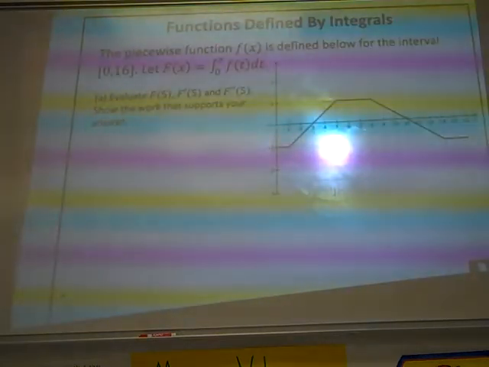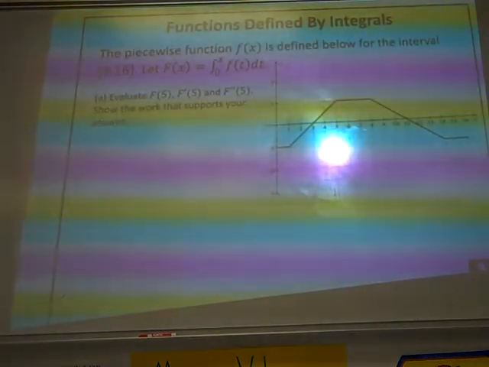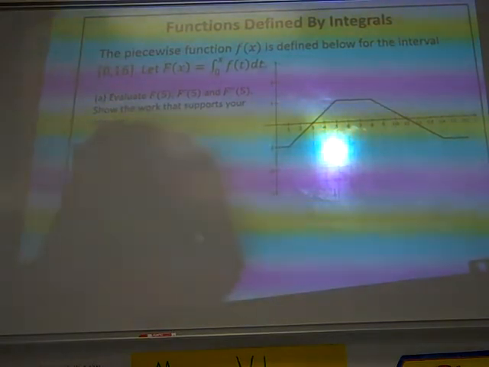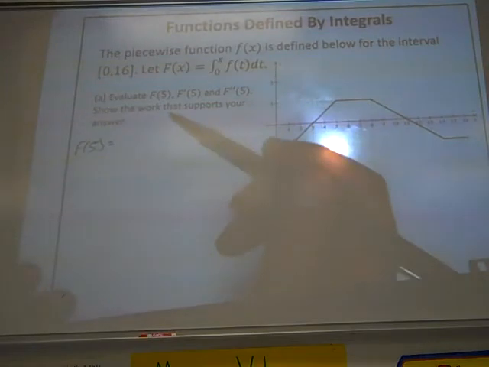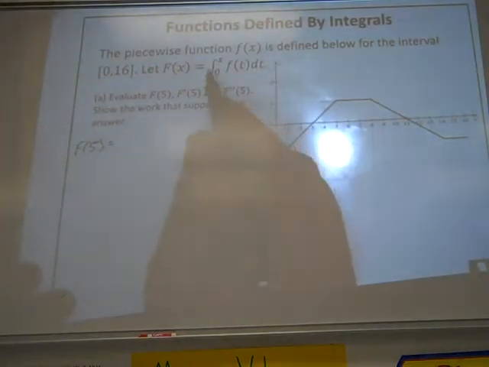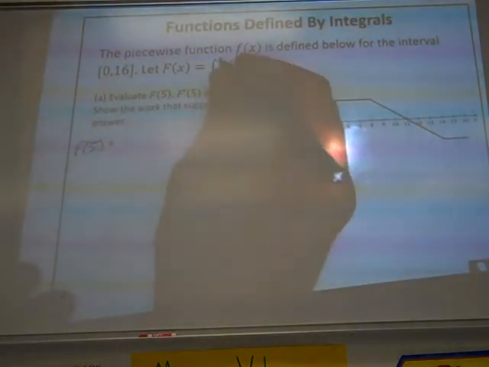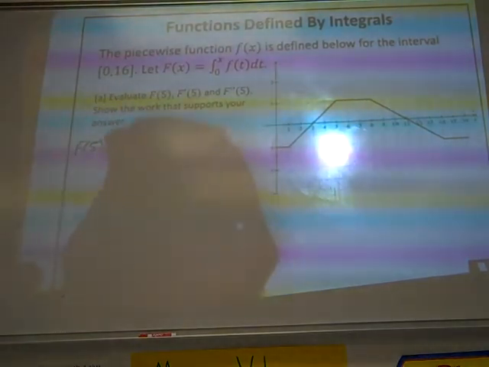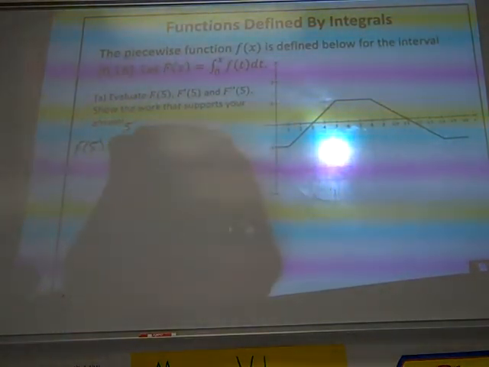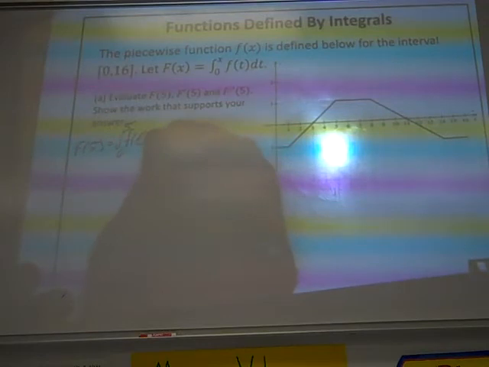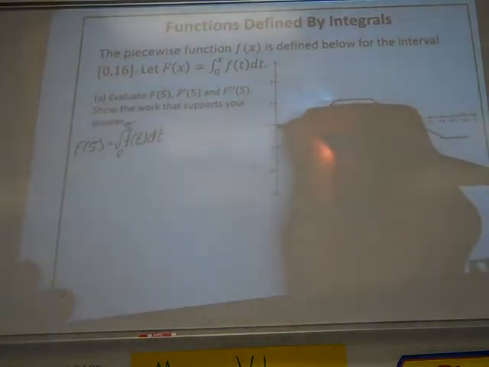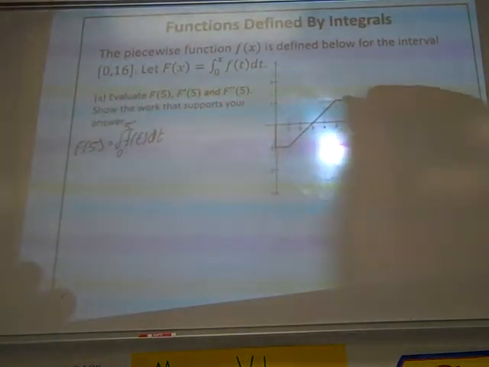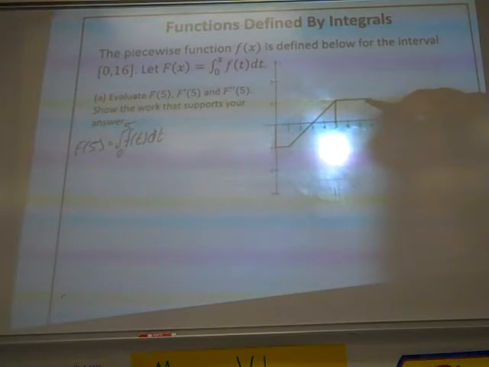Here we go. Part A, evaluate big F of 5. Well, this starts off easy enough. Big F of 5, well, how was big F defined? Big F is the definite integral from 0 to x. Big F of 5 means I want the definite integral from 0 to 5 of f of t dt. We've known for a really long time that a definite integral represents the area bounded by a curve and the x-axis from 0 to 5.